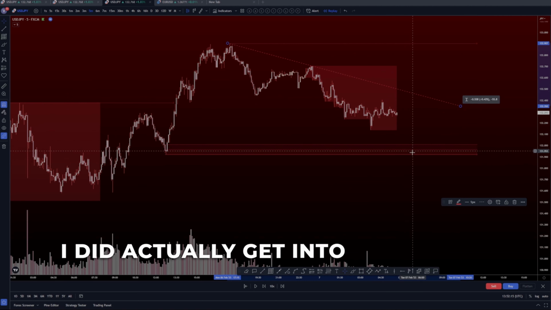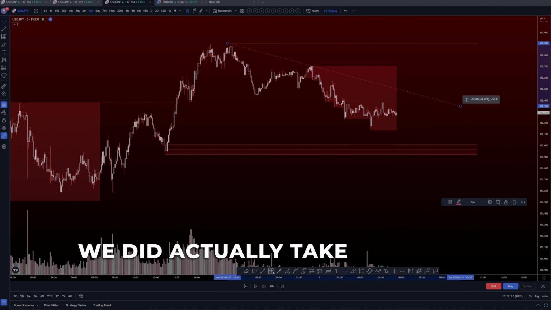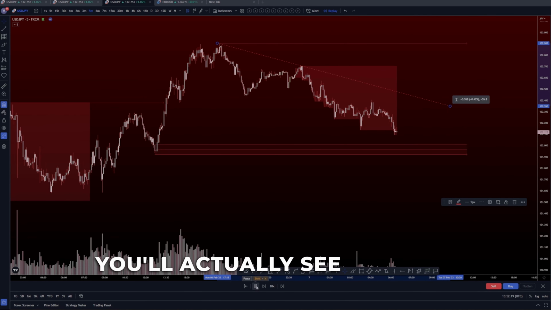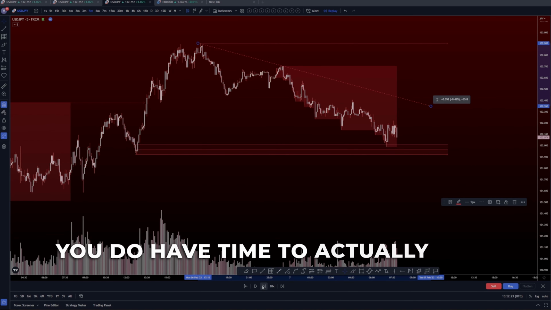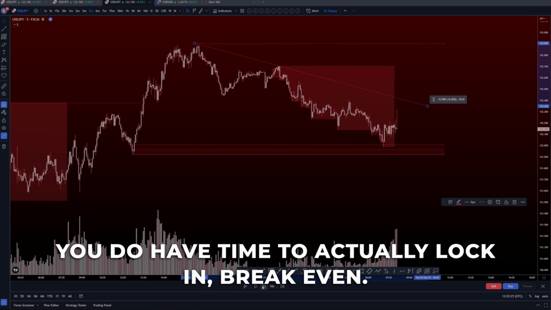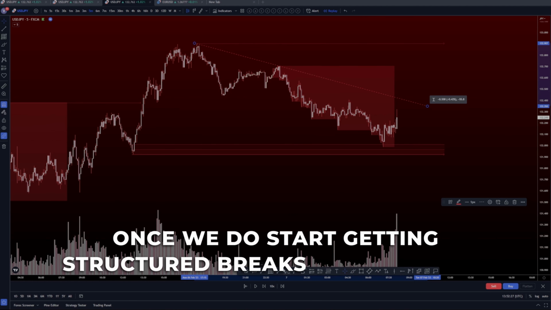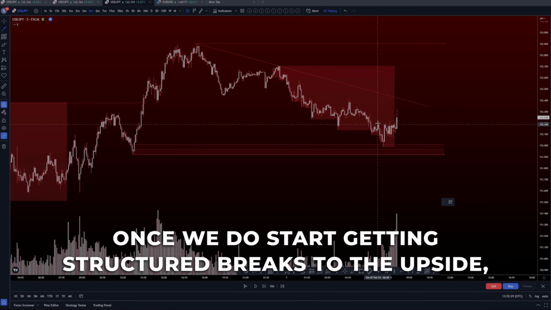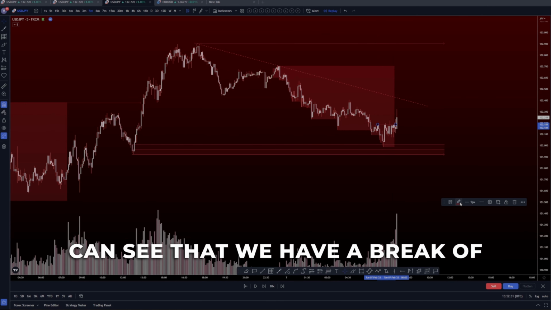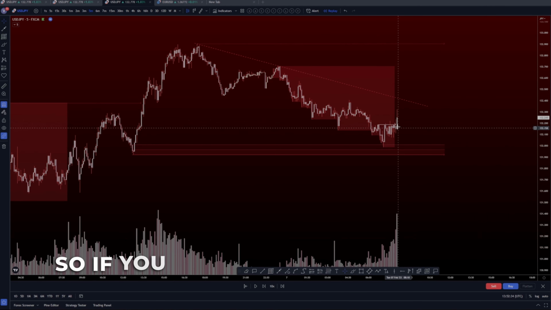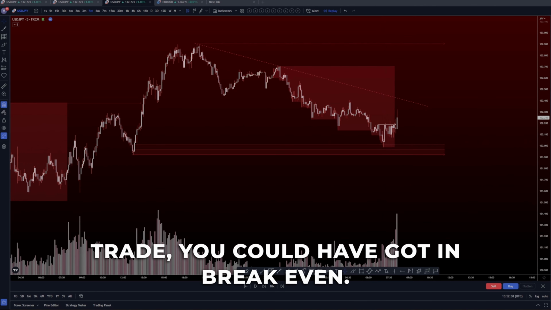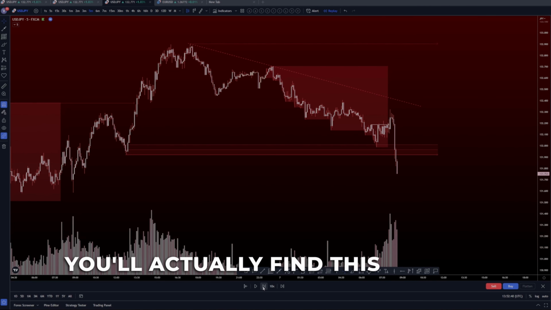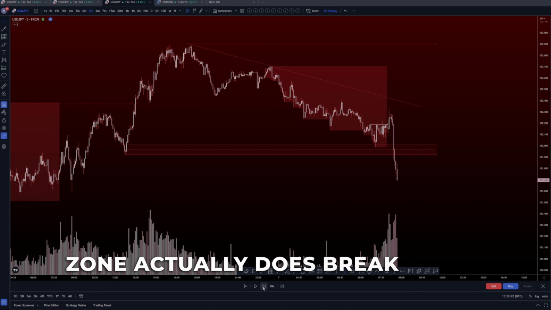And I did actually get into this trade, guys, and we did actually take a loss on this trade. You'll actually see that the market does reject. You do have time to lock in break even once we do start getting structure breaks to the upside. We can see that we have a break of structure here. So if you didn't take a loss on this trade, you could have got in at break even.